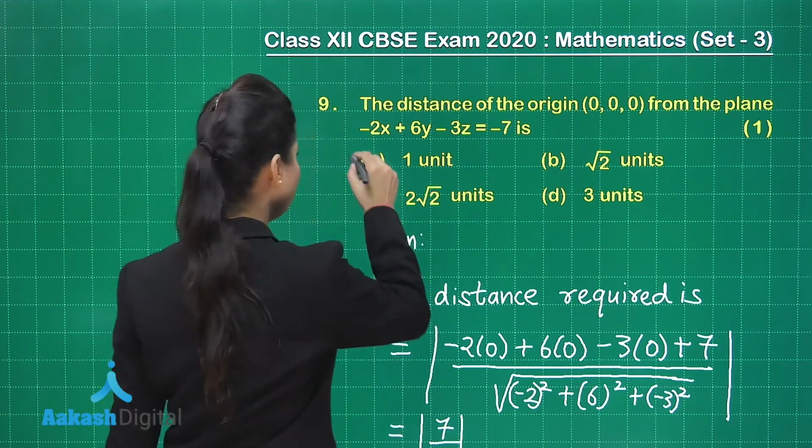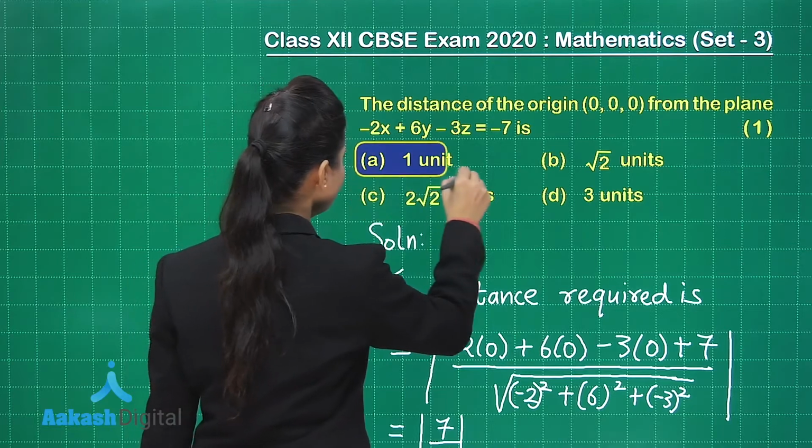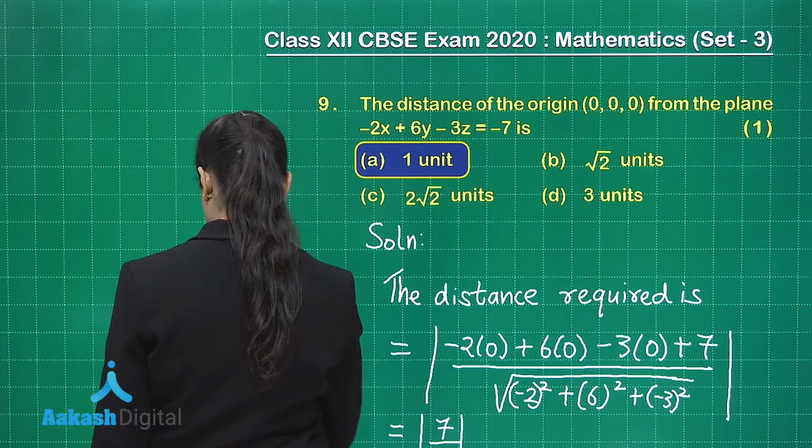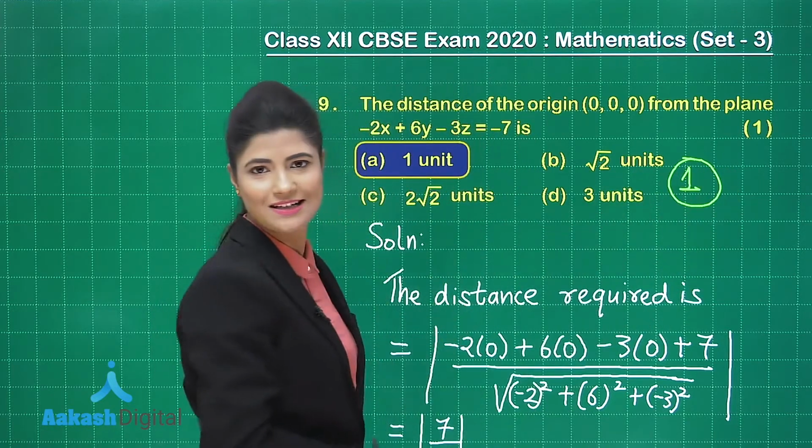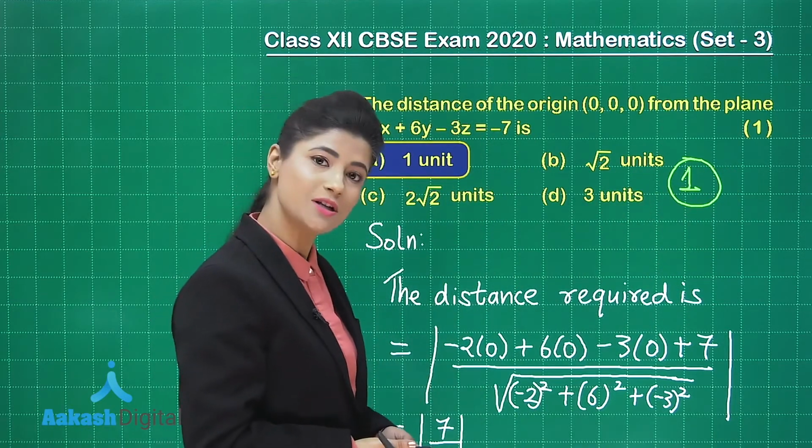So you can clearly mark your answer as option A, which is 1 unit, and you will score a complete 1 mark for answering this question right. I hope it's clear to you. Now let's proceed to our question number 10.